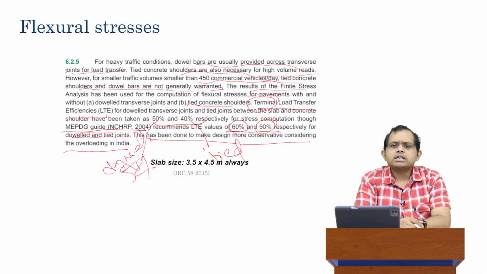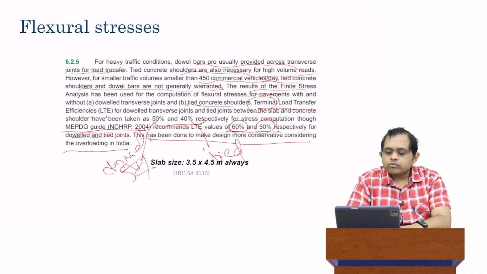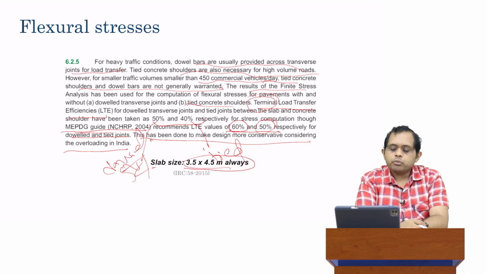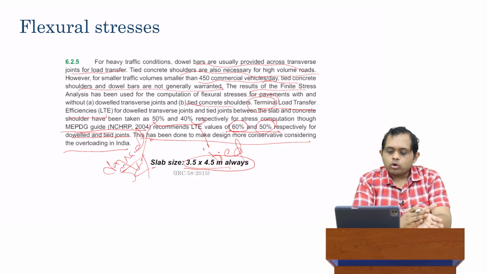Again, I'm not fully convinced that it had to be this conservative, that from 90% you bring it down to 50%. I'm not sure that sort of excessive conservatism was warranted. Anyway, one thing to keep in mind, one thing which was fixed was slab size was kept as 3.5 by 4.5 meters always in the analysis.